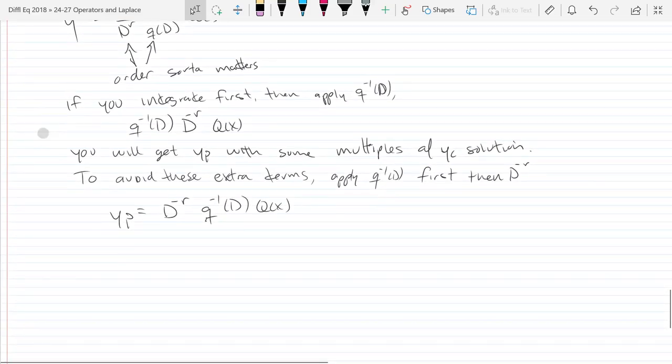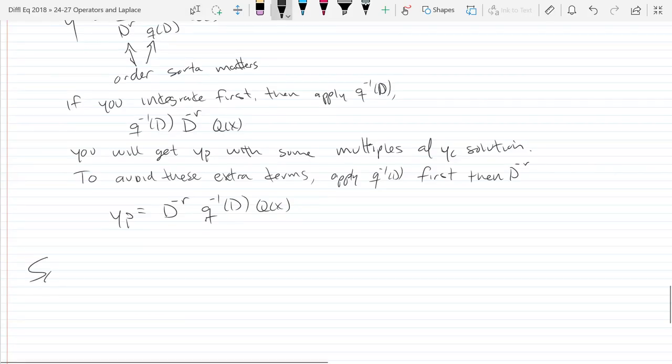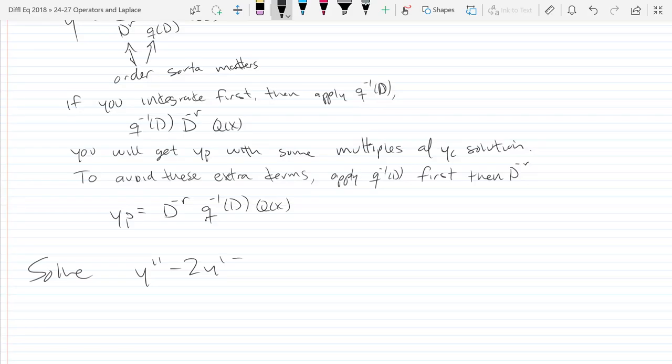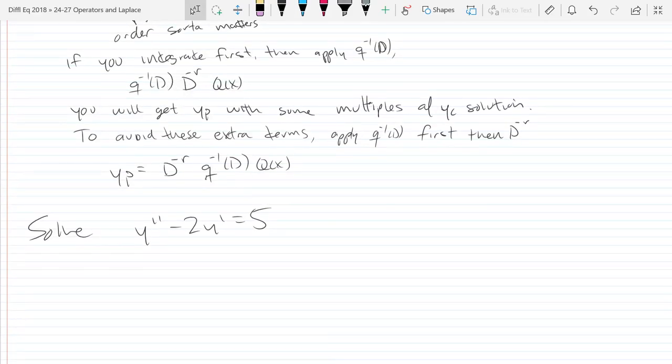So let's get back to the problem we were working on. I'll just rewrite it here. We don't have space above anyways. So y double prime minus 2y prime equals 5. So we already wrote P of D is D squared minus 2D, which factored as D times D minus 2.